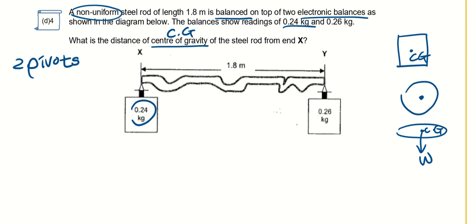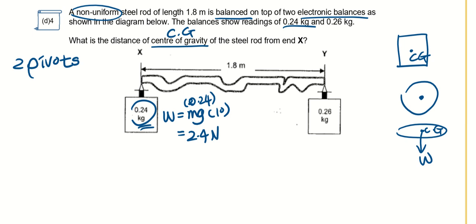So actually, what is the force that is weighing down on this electronic balance? 0.24 kg, the kg will suggest that this is a reading of mass. So how do we convert it to weight? So the W equals mg formula. So the weight will be 2.4 newtons, where your m is 0.24 and your g is 10. So multiply them together, you get 2.4 newtons.